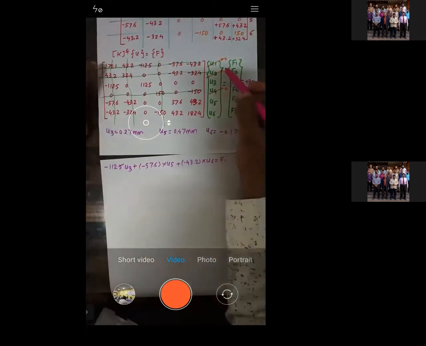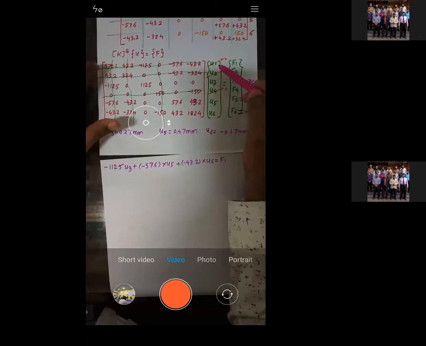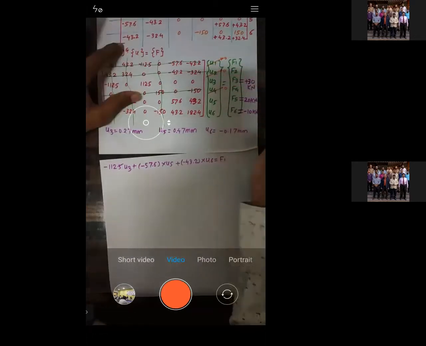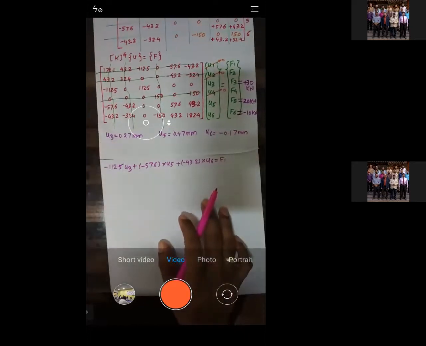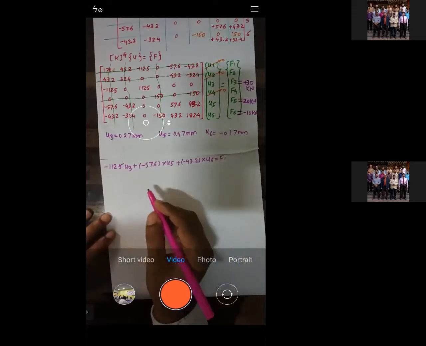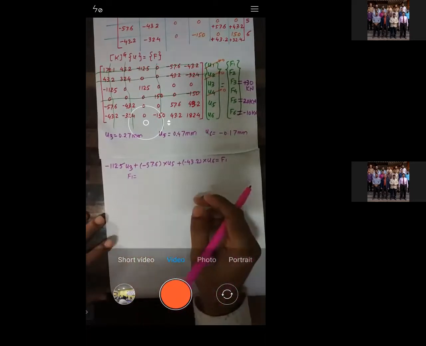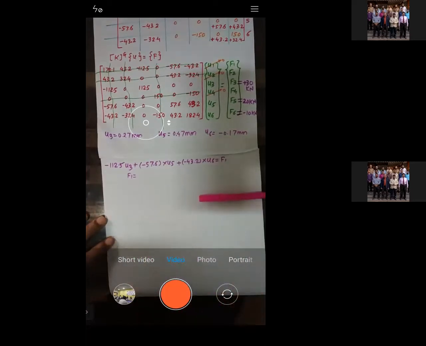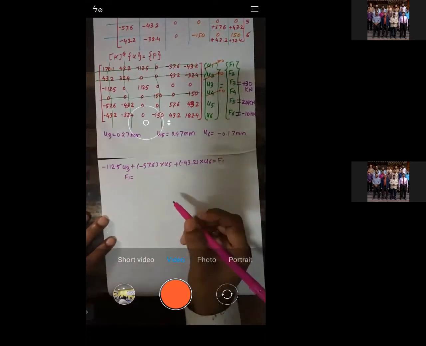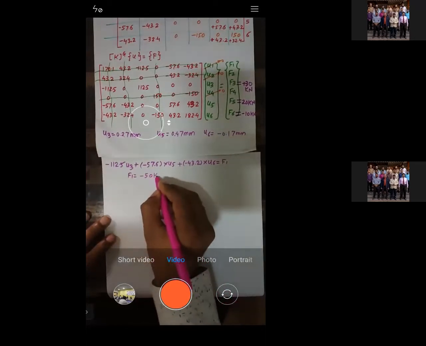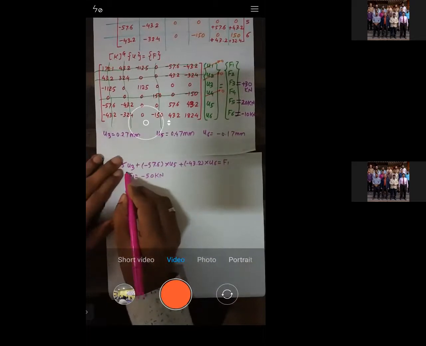See, you need to multiply element-wise, right? This into this plus this into this, that is equal to F. So in this equation, just put the values, and you will be able to determine the value of F1. Let us calculate the value of F1. If you calculate, you will get F1 equal to minus 50 kilonewton.